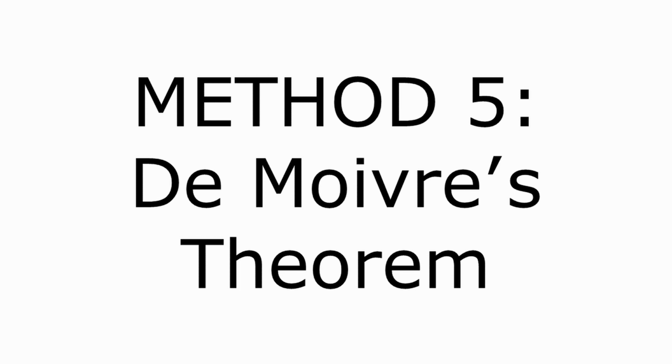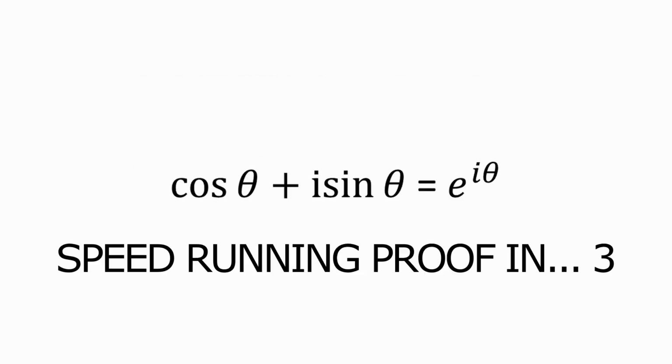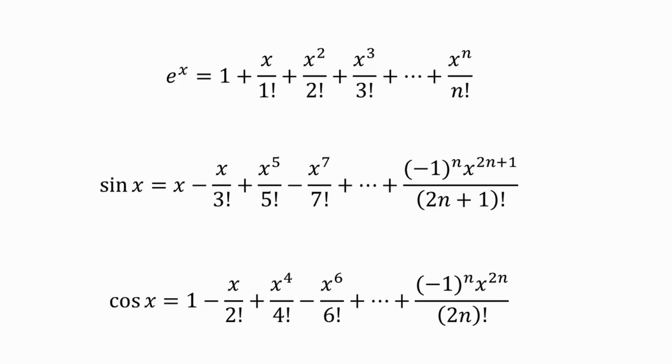Method 5. De Moivre's theorem. De Moivre's theorem states that e to the power iθ equals cosθ plus i sinθ. This can be derived easiest through considering Taylor series.